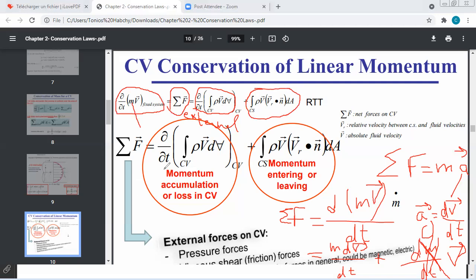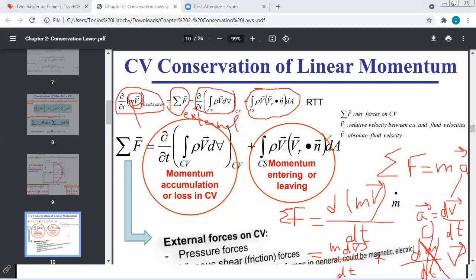The first term represents the momentum accumulation or loss in the control volume. So it's similar to the continuity application. When we did the continuity equation, this term represented the variation of mass within the control volume, so whether mass is accumulating or being lost. Whenever you have accumulation, this result will be positive. Whenever you have loss, this result will be negative. So here, since we are now applying it for the variable v, when we multiply m times v, we get the momentum. So now this will represent the momentum accumulation or loss in the control volume.